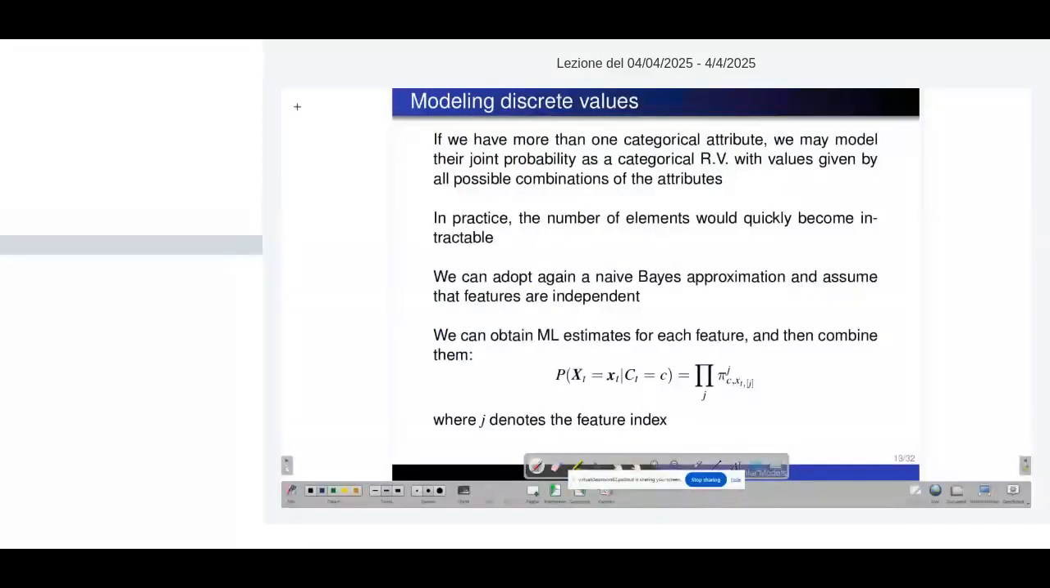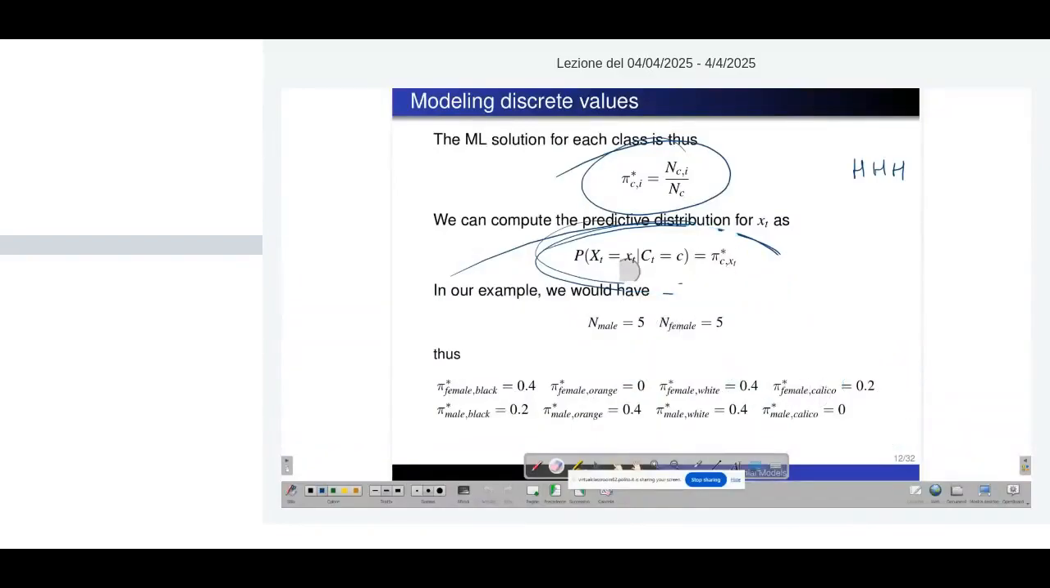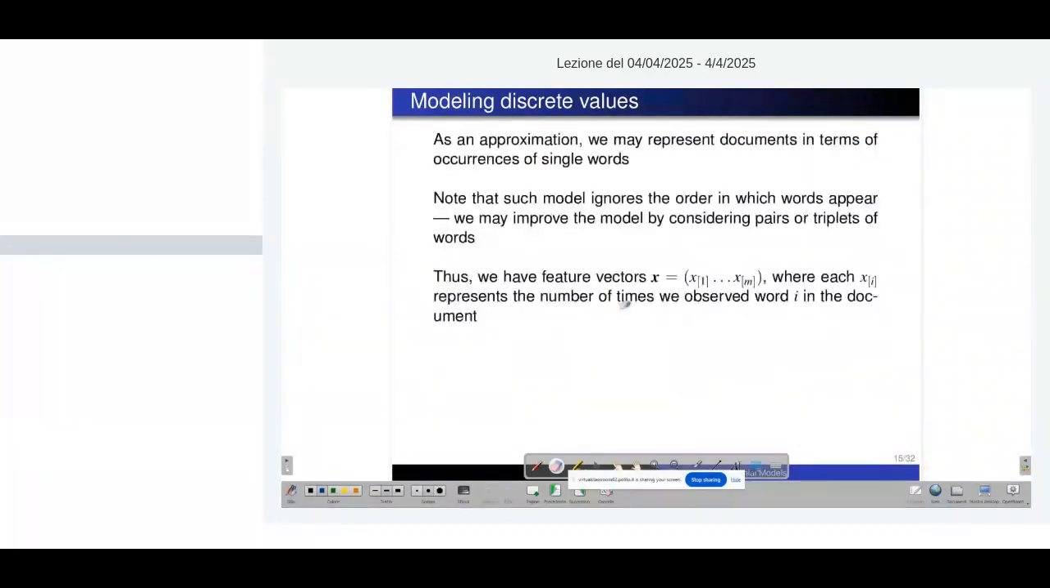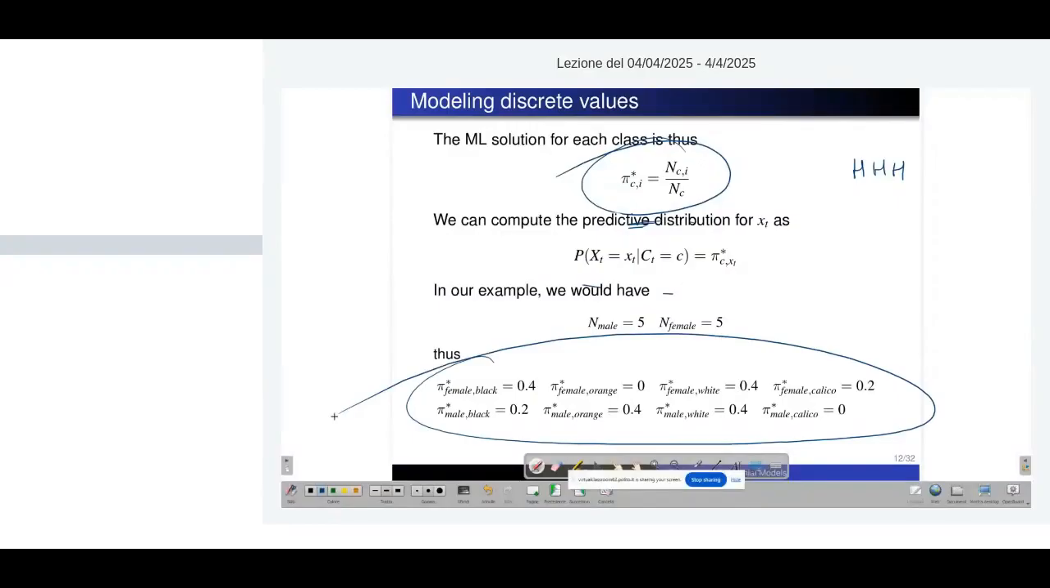Okay, so we have seen how to solve the problem for tasks where we have a single feature. Then we already said how to perform inference before. Once we have computed these probabilities, we already have everything we need to infer the class for a new sample. A new sample will be just the color of the fur of the new cat.